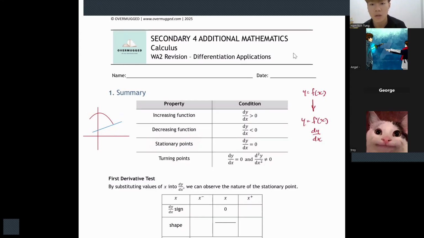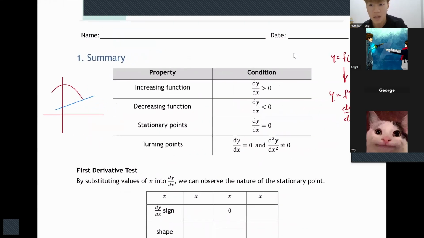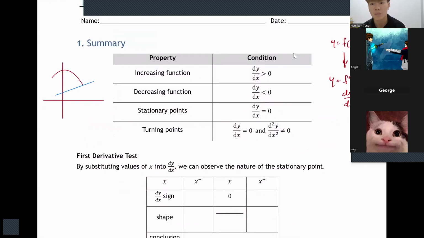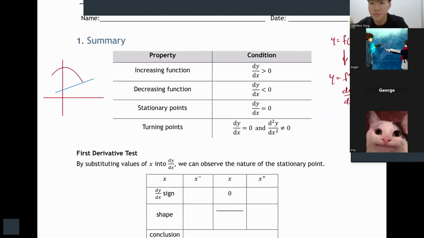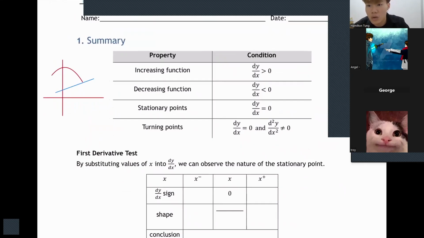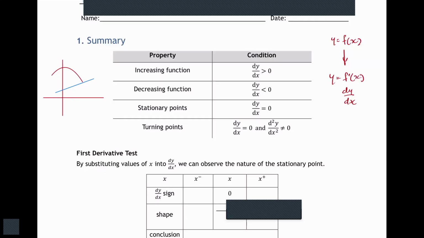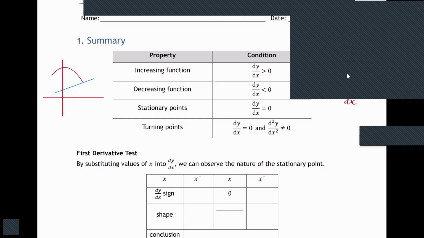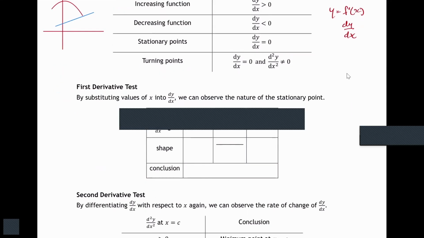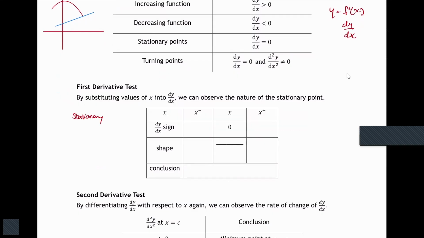For stationary points, I just want to elaborate a bit. How do I determine the nature of stationary points? Maybe you can write down that there are three kinds of stationary points in your syllabus. The main test ones are min and max, but then we also have stationary points of inflection. Let me shift this to the side. Okay, so stationary points, there are three kinds. I'll just write down the three kinds of stationary points.